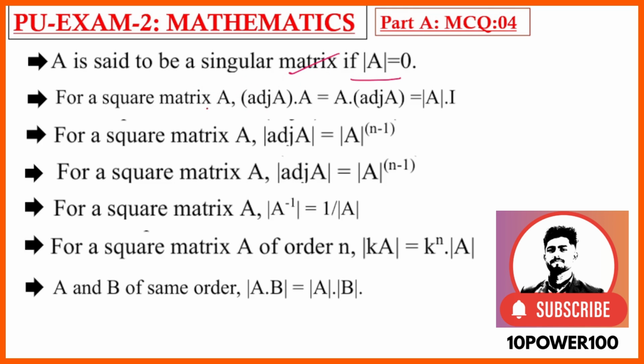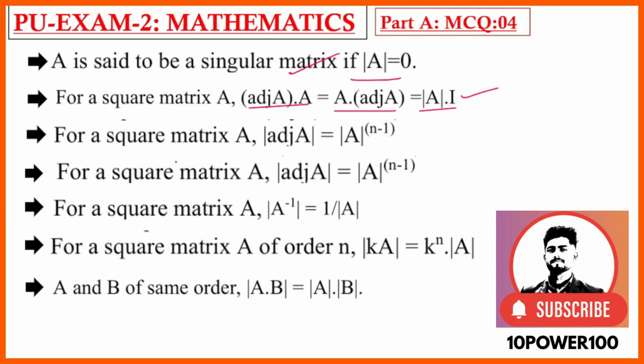Next, second: for a square matrix, adjoint into A or else A into adjoint. Okay, adjoint into A or A into adjoint. For both these properties, the formula is determinant of A into I. Okay, A into adjoint of A or adjoint of A into A, both are determinant of A into I. So this is a formula, it is important.